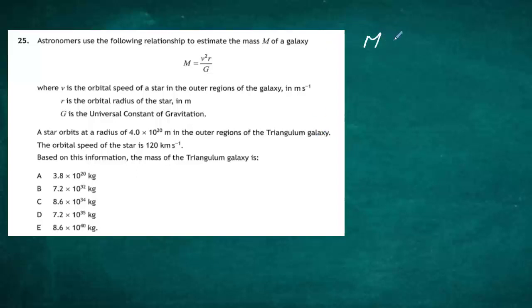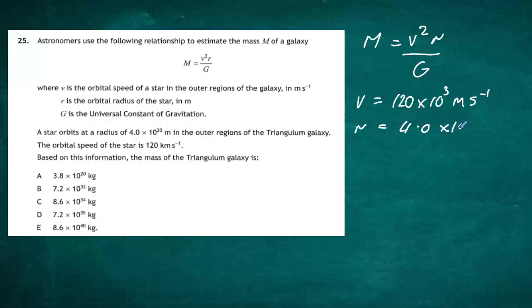Okay, we start off with m, that's the equation. The mass of the galaxy is v squared r all over the universal gravitational constant. And we know that v is going to be equal to the speed of the star, and that's given as 120 kilometers per second, which we have to change into 120 times 10 to the power 3 meters per second to get the correct units. r, the radius which the star orbits at, is 4.0 times 10 to the power 20 meters. And we know the universal gravitational constant g is going to be equal to 6.67 times 10 to the minus 11. And we'll just leave the units out for that for the moment.